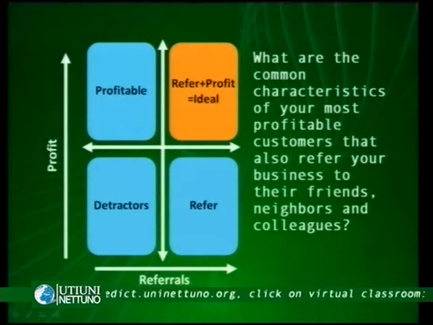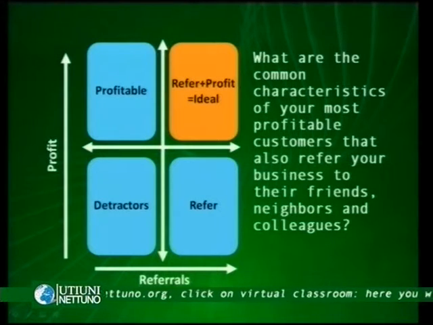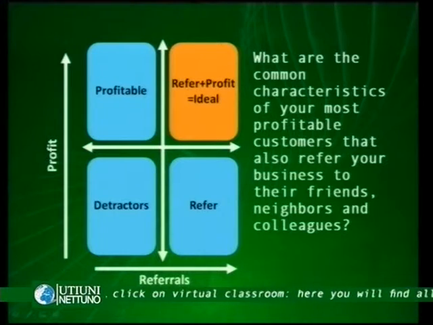Now on the bottom side as well, on the right hand side, are those people who refer you. They're not profitable, but they do refer you. And these can be your colleagues, your friends, your neighbors, the people that you know in your community. They're just basically trying to help out, and they refer you. They're good people. We still want to identify them and know who they are.